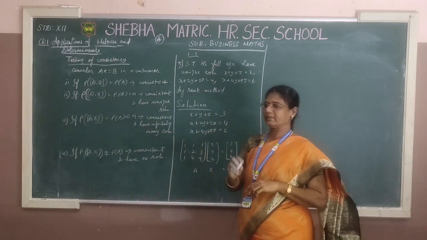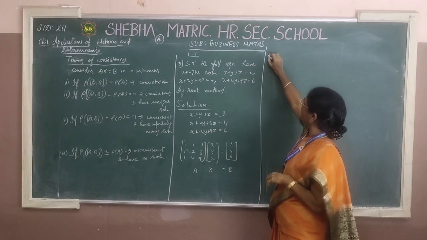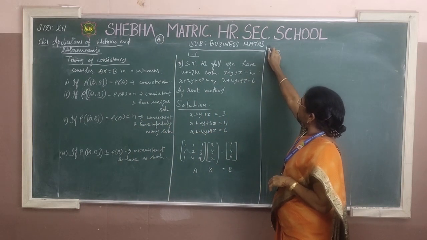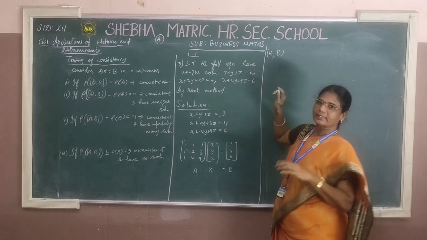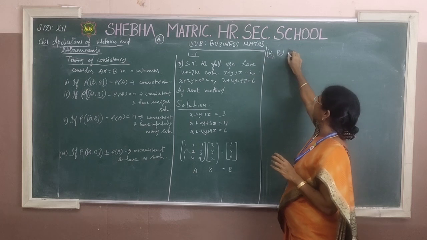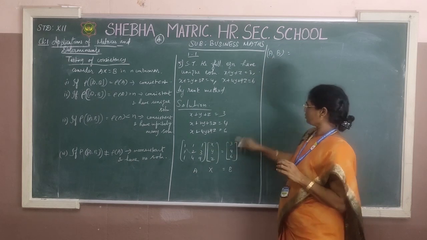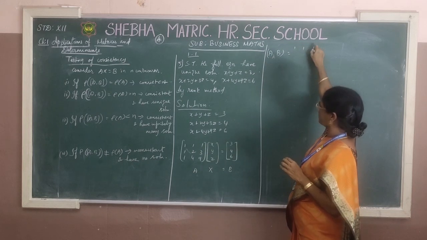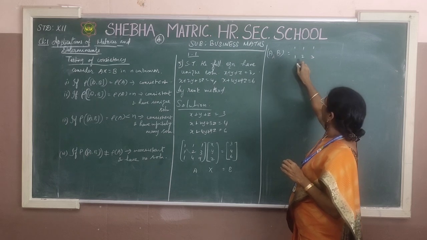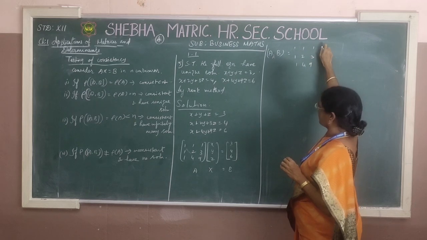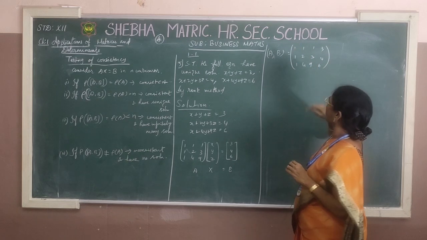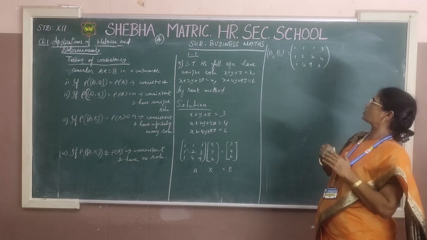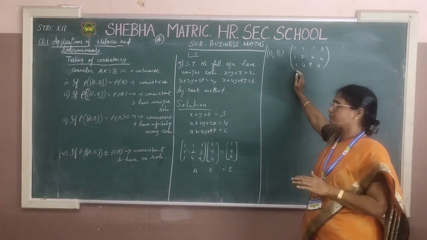First consider the augmented matrix. Augmented matrix is combining A and B. So we write like this. Inside the bracket we write A comma B, which is equal to combining these two: 1, 1, 1, 1, 2, 3, 1, 4, 9 and 3, 4, 6. Now we are getting a 3 by 4 matrix. Next we have to transform this matrix to echelon form.